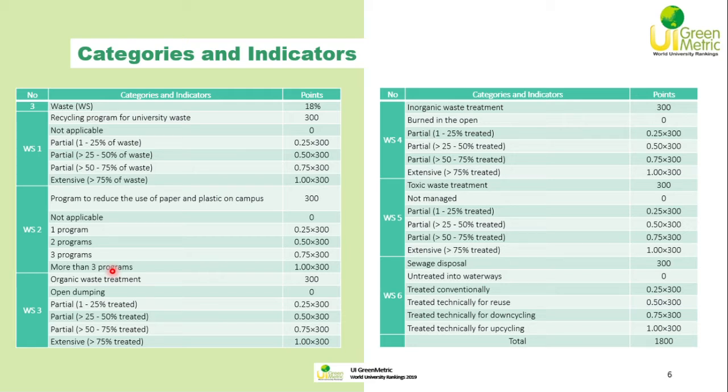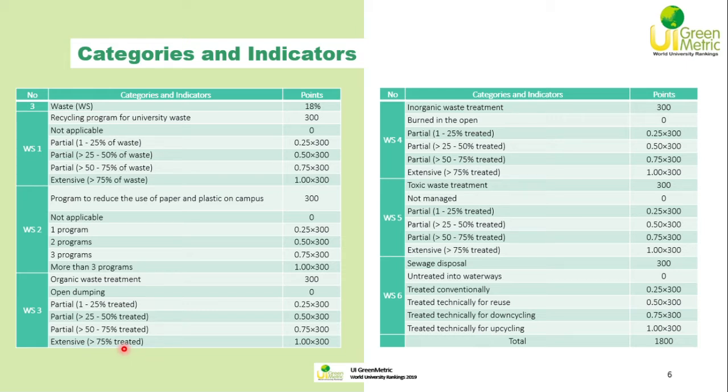For treatment, the requirement is that it should include 3 kinds of waste: organic, inorganic, and toxic, and your sewage disposal. For organic waste, it is required that you treat 75% or more of it. This is criteria number 3. 75% or more of your organic waste treated.